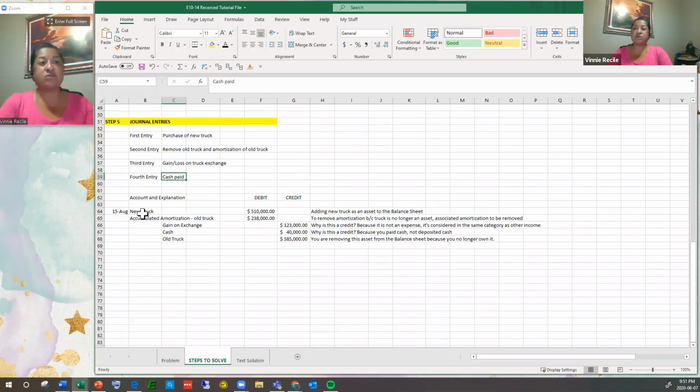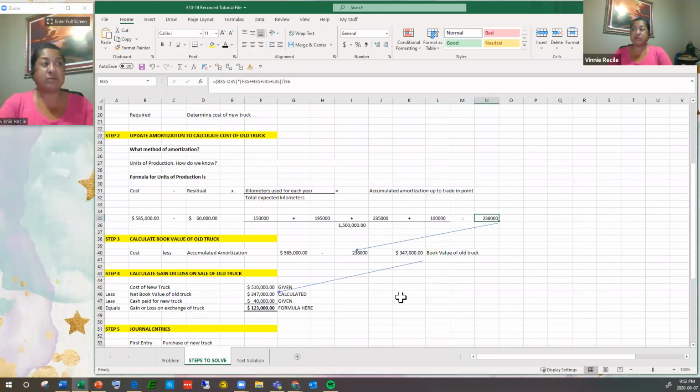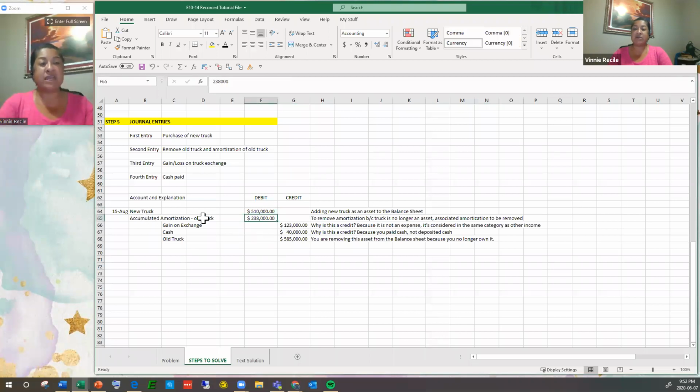So let's take a look at this entry. We have the date of August 15th that's given to you. We have the debit of the new truck for $510,000. Why is it 510? Because that's the fair market value that was given in the problem. And what are we doing? We're adding this asset to the balance sheet. That's why it's a debit. We've got accumulated amortization of the old truck of $238,000. That comes from the problem right up here. Why is this a debit? Well, this account normally sits in a credit balance, but to remove this accumulated amortization from the balance sheet, you need to record a debit to clear this out. Why are you doing that? Because you no longer own the asset or the associated amortization.